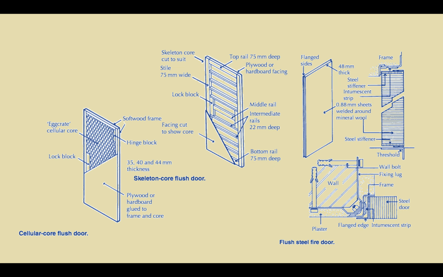Moving on from panel doors, I need to focus on the other type, which is the flush door. The construction of the flush door will need some sort of core, whether it is a cellular or a skeleton core, which is then covered by some form of plywood or hardwood, which is glued to this core. Once again, the sizing of the members is not important, but it is important to recognize the value of this homogeneous construction as a fire door.